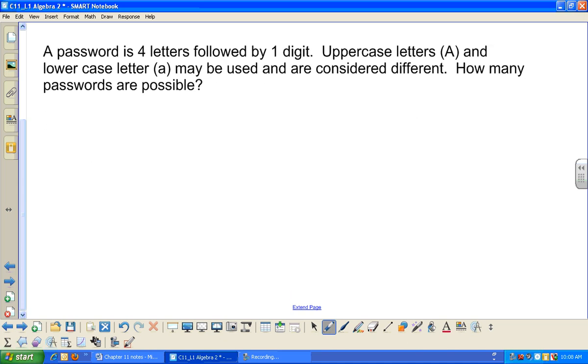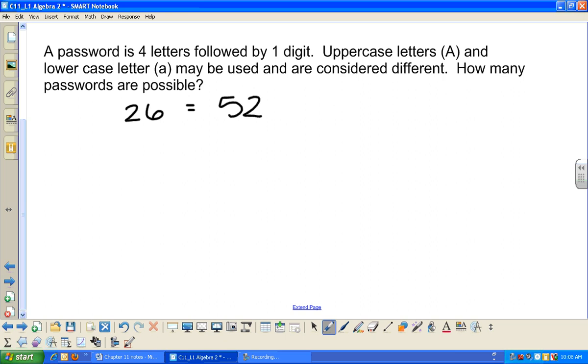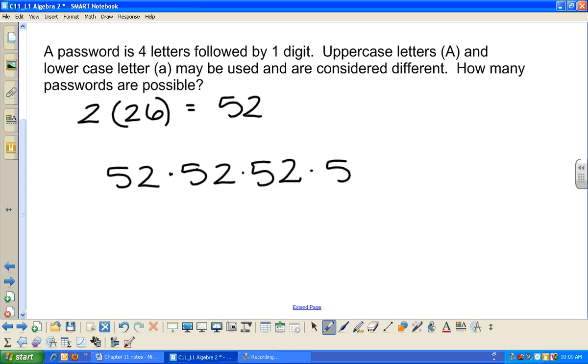If I have a password that is 4 letters followed by 1 digit, uppercase and lowercase are 2 different choices. So there's 26 total letters. If I have both an uppercase and lowercase, that means there are 52, because I have to multiply this by 2, different choices that I can pick for letters. For the first letter, I have 52 different options. For the second letter, I also have 52, because it says that it doesn't matter if they repeat. So I have 52 different choices for my first, second, third, and fourth letter.